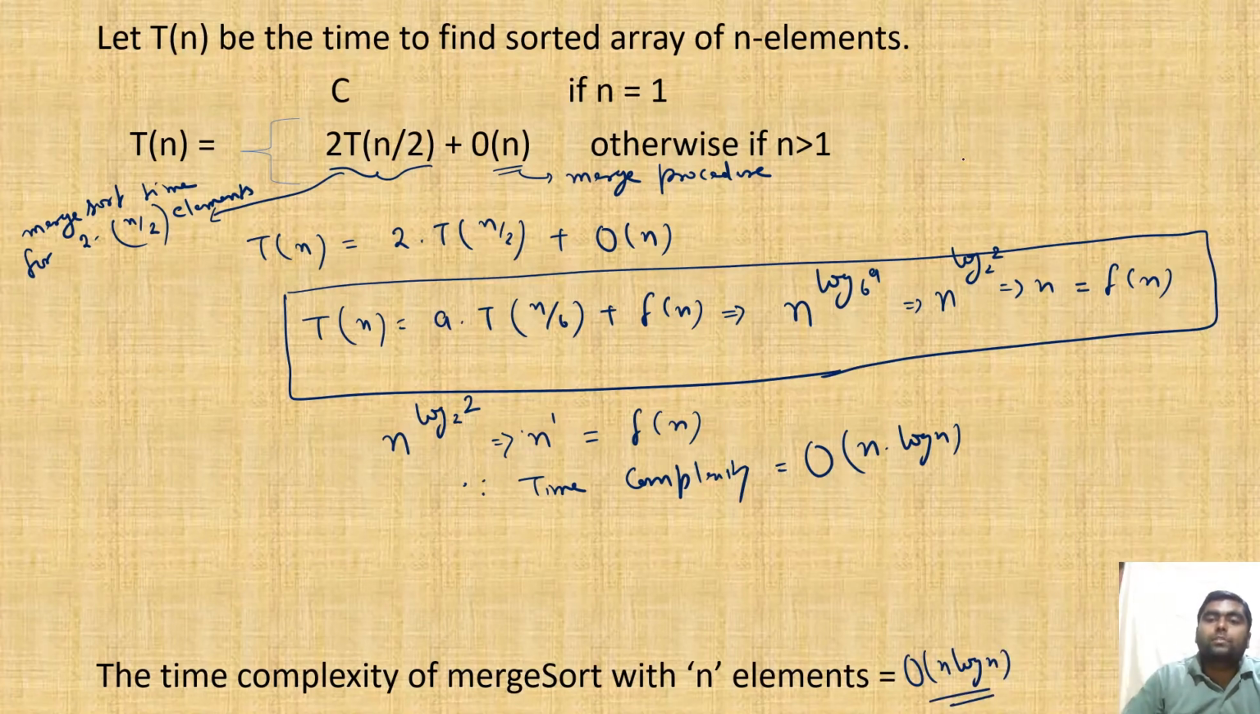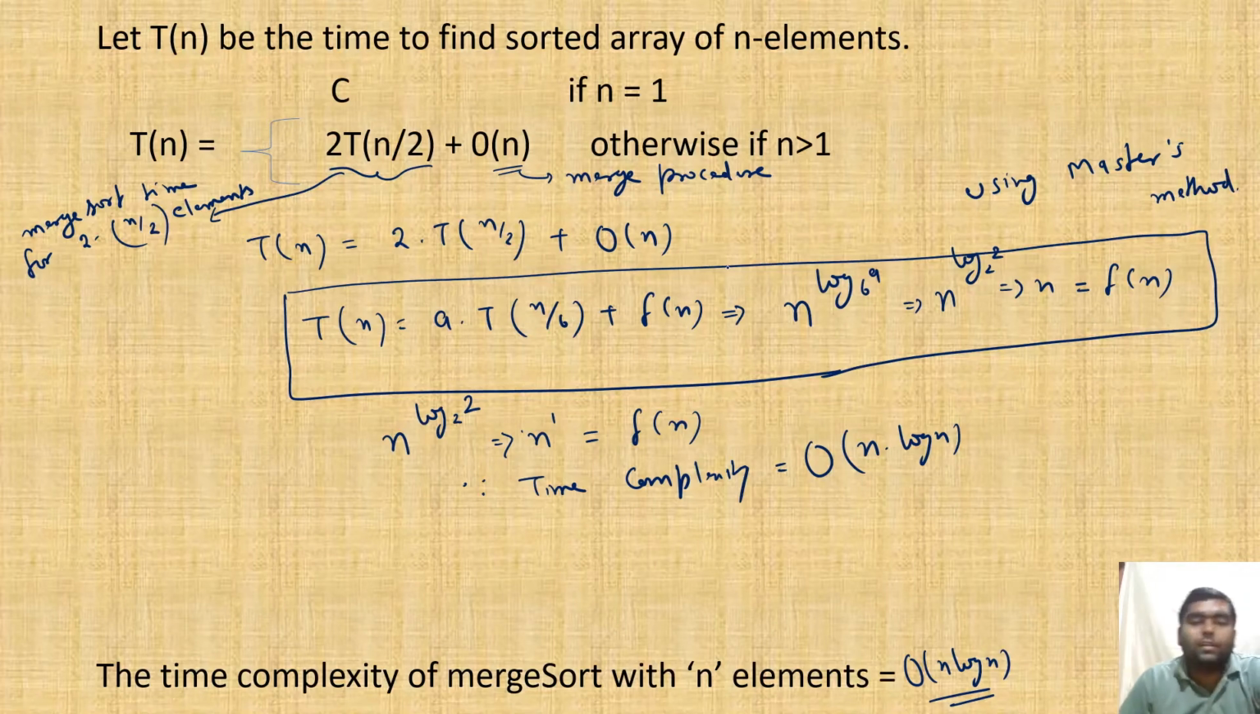This is using the master's method. You can solve the same thing with the help of the master's method, as well as the substitution method, and you can also use the recursion tree method. All of them will give you the exact same solution, order of n log n. So finally, the time complexity is order of n log n. Now let us move ahead.